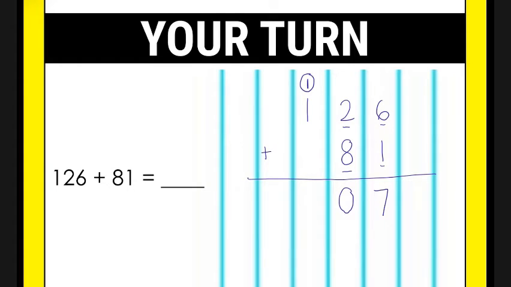Because now we're going to add our hundreds. So we have our 1 from the regroup and our 1 that was already there. So 1 plus 1 equals 2. So our answer is 207.